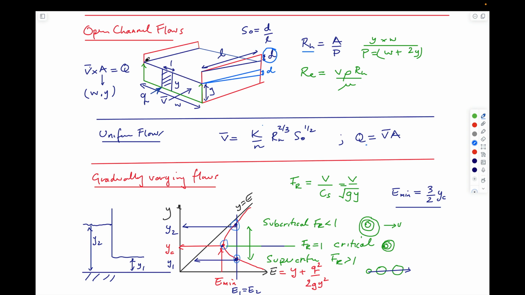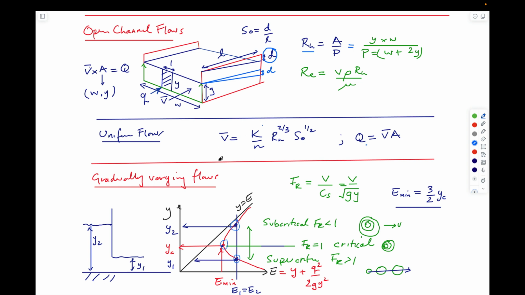It doesn't include the top because the wetted perimeter only includes the part where it contacts the channel. And the Reynolds number is defined in terms of a characteristic dimension. So this would be, in this case, the area of flow divided by the perimeter.